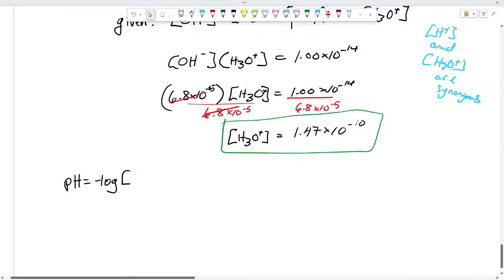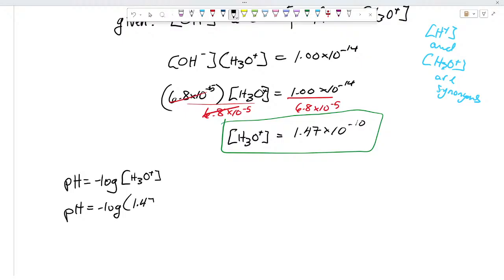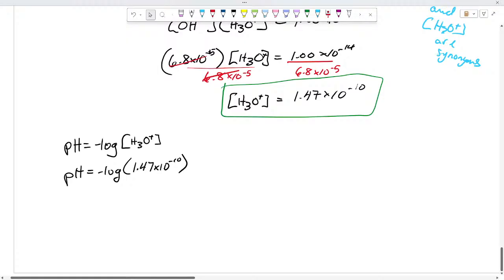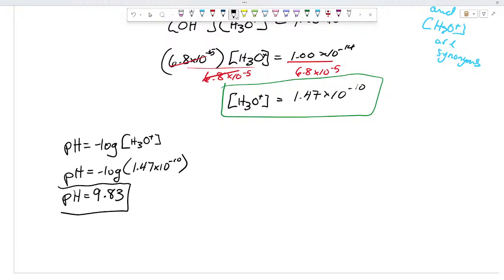Okay, so can we find the pH of that? It's the negative log of the concentration of H3O plus. And what will that be? The negative log of 1.47 times 10 to the negative 10. And that is going to be, 1 times 10 to the negative 10 would be 10. This is a little bit bigger than that. So it's going to be 9.3? 9.83. Okay, I was way off. Way off. All right. pH is 9.83.